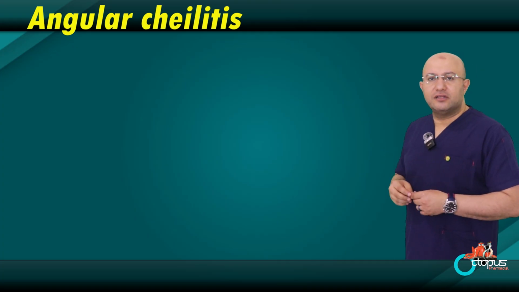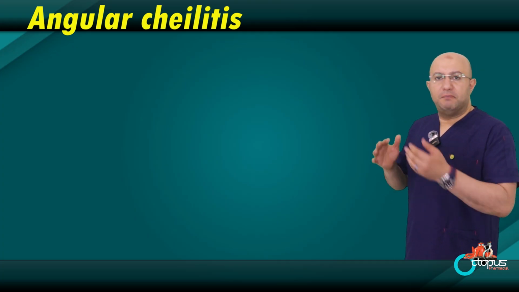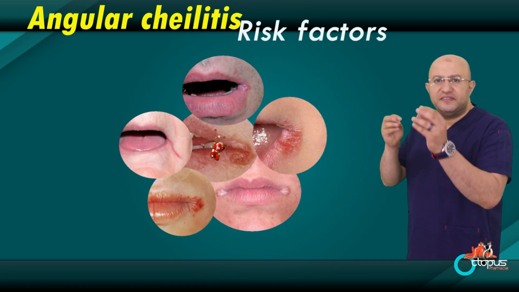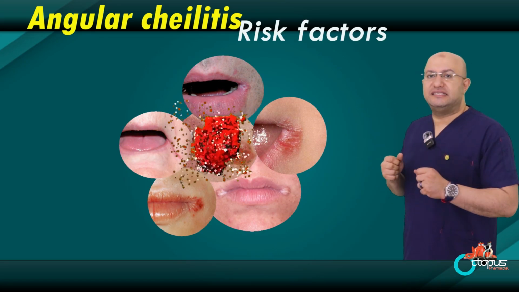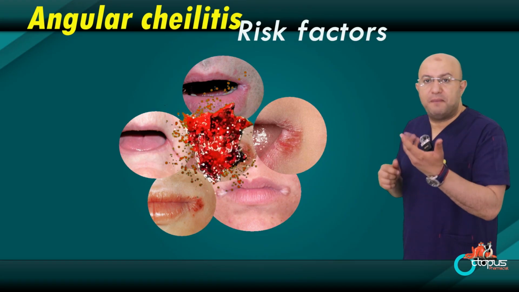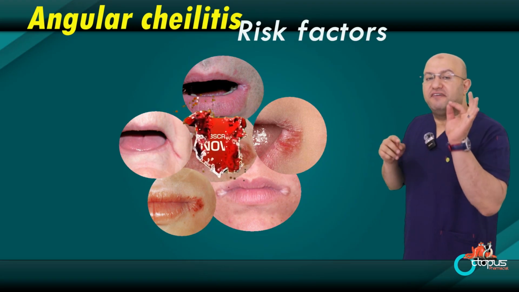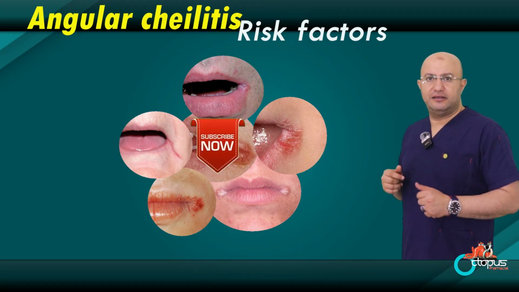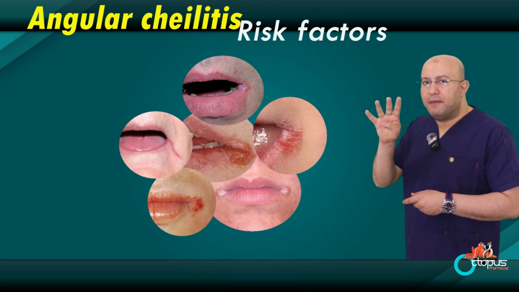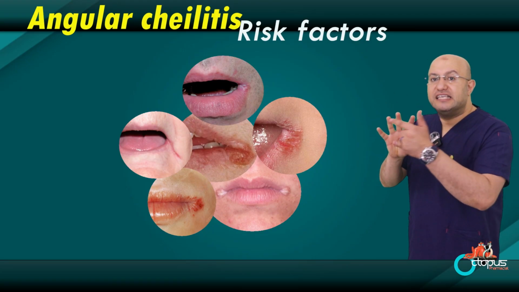The second topic in today's episode is a very important one. After learning how angular cheilitis looks and behaves, let's now understand what causes it, why the corners of the mouth get inflamed, cracked, or painful. There are 4 key reasons, and by understanding them, you'll easily predict the treatment steps that follow. Let's go through them one by one.